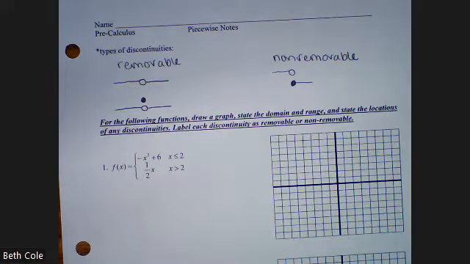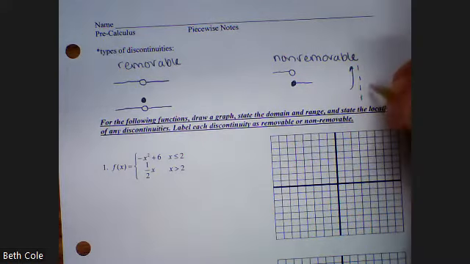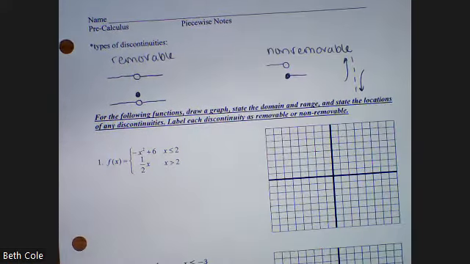And then there's another type of non-removable discontinuity. Think of your rational graph, because that's discontinuous. What does a rational graph have in it that causes it to not connect? An asymptote is the other non-removable discontinuity. You can't fix that. That's a really deep problem there. You can't fix that and make it reconnect just by putting a point back in there. That's not going to work.